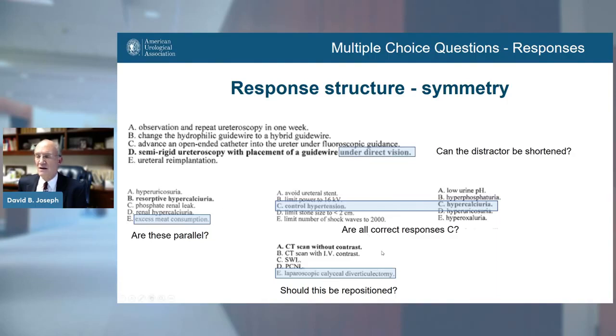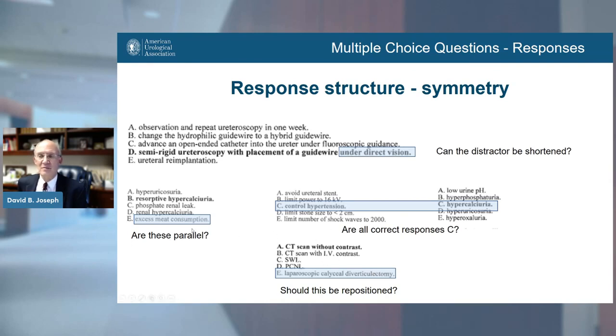So if you look down at this question here, you can see that the last answer, laparoscopic calyceal diverticulectomy, is the longest. That's what the learner is going to first focus on. Now, it may be appropriate to put in that location if you're dealing with complexity, but on the other hand, you may need to shift it around.